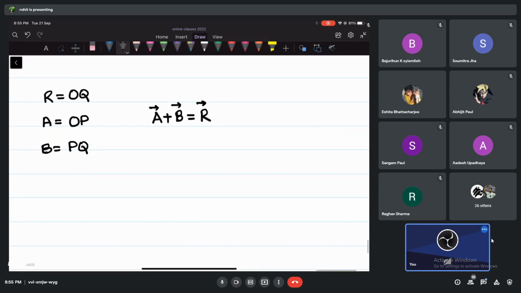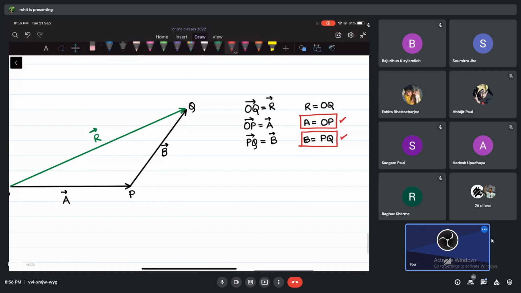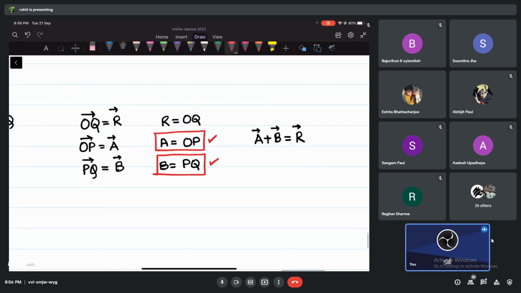I'll tell you what we are investigating here. Do I know the value of A vector? Yes. Do I know the value of B vector? Yes. Do I know the direction of A vector? Yes. The direction of B vector? Yes. Our job is this: we don't know the magnitude and direction of R. We want to find out the magnitude and direction of the resultant. That is what is known as finding the resultant. We know A vector, we know B vector, we know the magnitude of A.